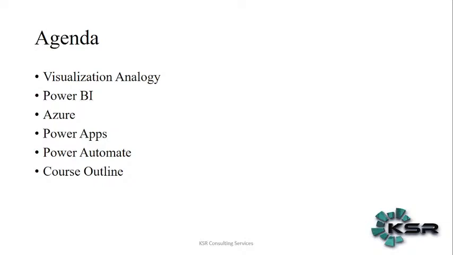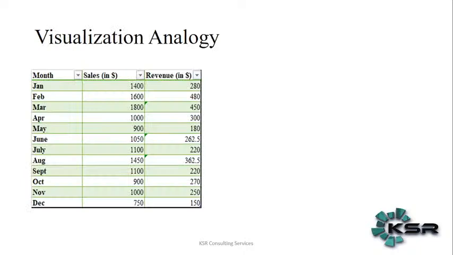Now, to begin with, let me give a simple example. Assume that there is a company maintaining the sales and revenue for 12 months, which you're seeing on the screen. One thing you need to understand is we have the sales component from January to December and revenue, which is also called profit, again ranging from January to December.